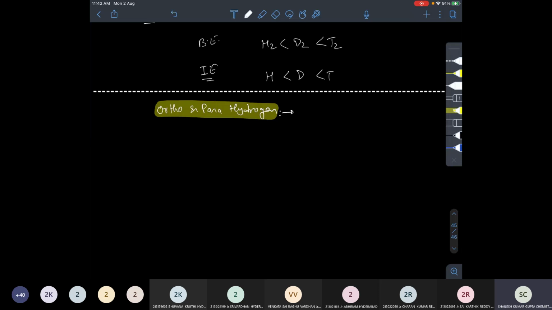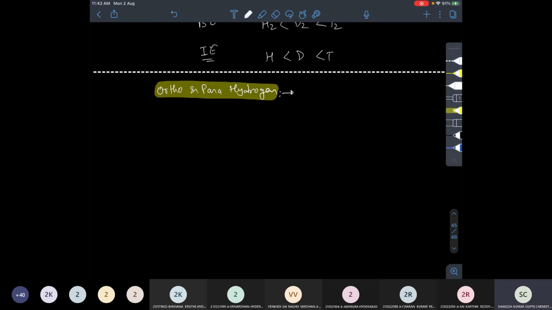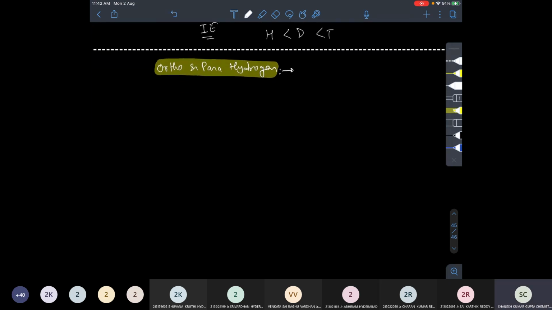What are ortho and parahydrogen? They differ primarily in nuclear spin. So they are a nuclear isomer, right? Now let's understand the meaning of that.